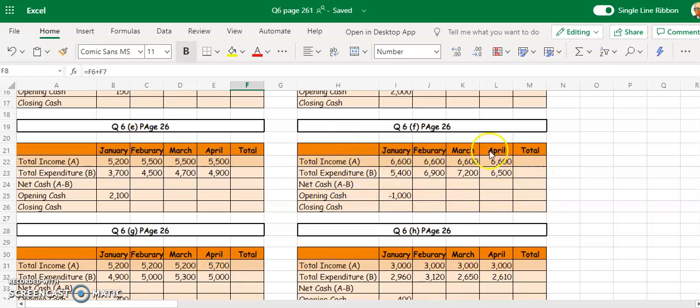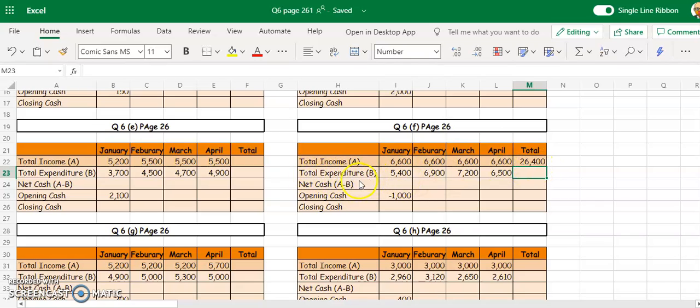Okay, so let's have a look at this sample net cash budget. So how to finish off your budgets. The first thing, if you had a budget, you would have calculated the total income. In this budget, we've got our total income for January 6,600, for February 6,600, for March 6,600, and for April 6,600. So the first thing we need to do is add up all these figures. You're going to add up 6,600, 6,600, 6,600, and 6,600. So you're going to get 26,400.